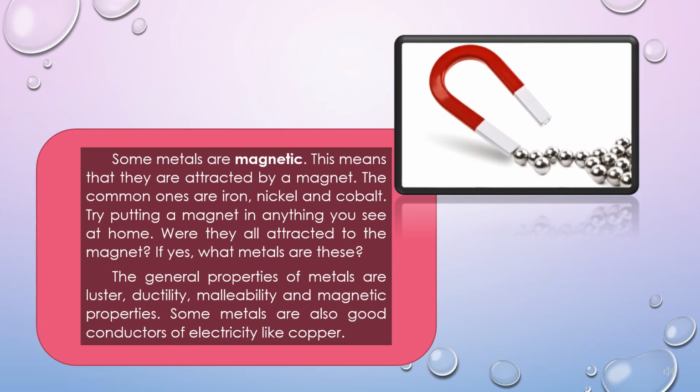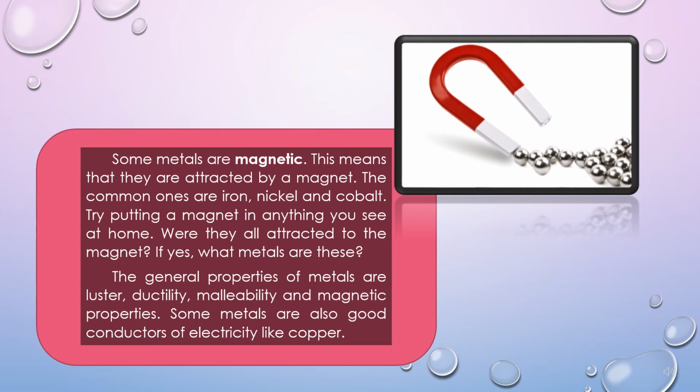Okay, so the general properties of metals are luster, ductility, malleability, and magnetic properties. Those are the 4 common properties of metal. We have luster, that is the ability of metal to reflect light. Usually these are the metals that are shiny. Ductility, that is the ability of metal to be made out into thin wires. Example of that is copper, yung copper wire. And malleability, that is the ability of metal to be hammered into thin sheet.